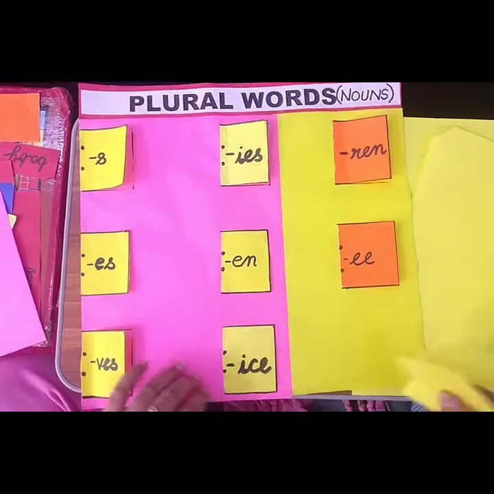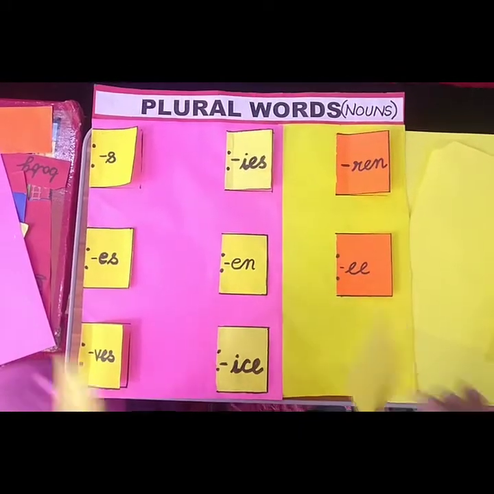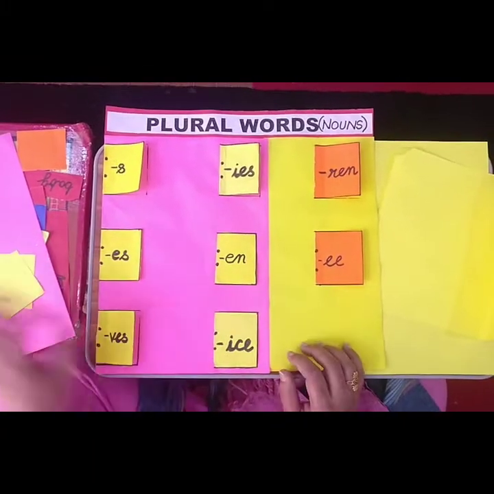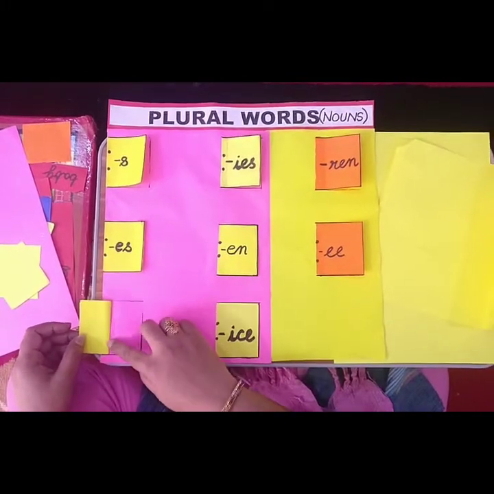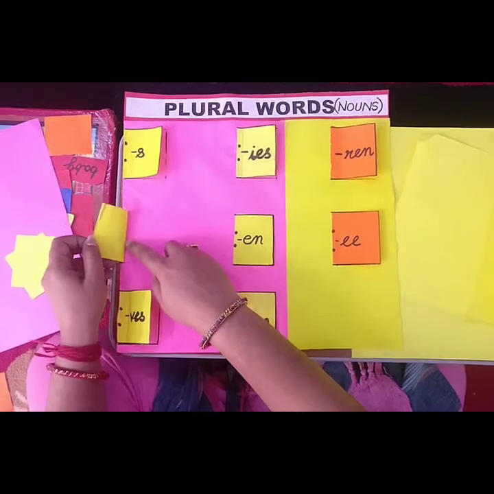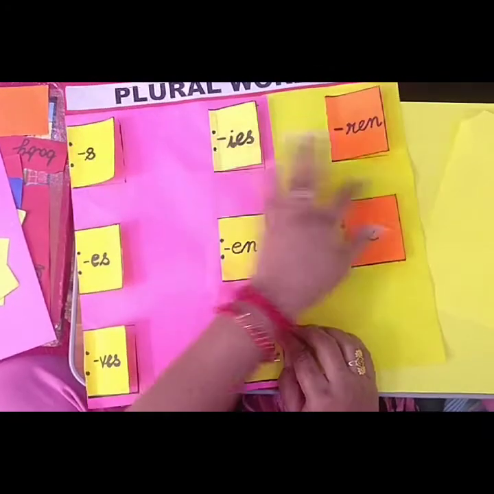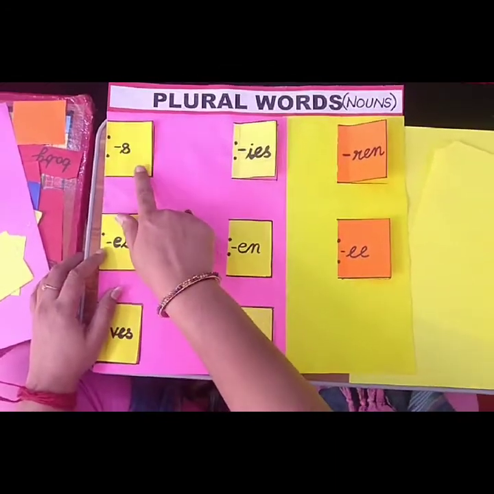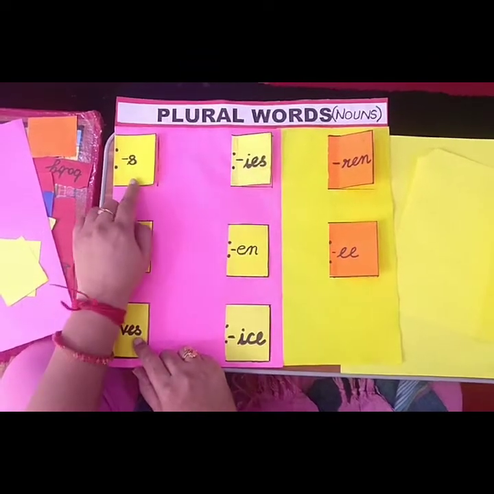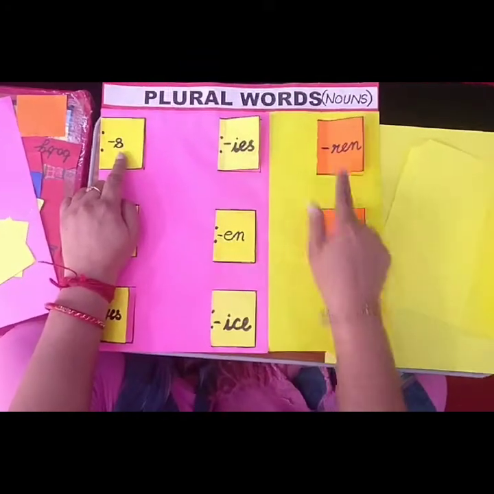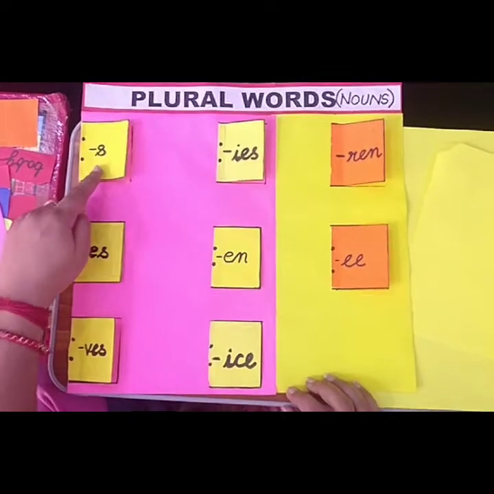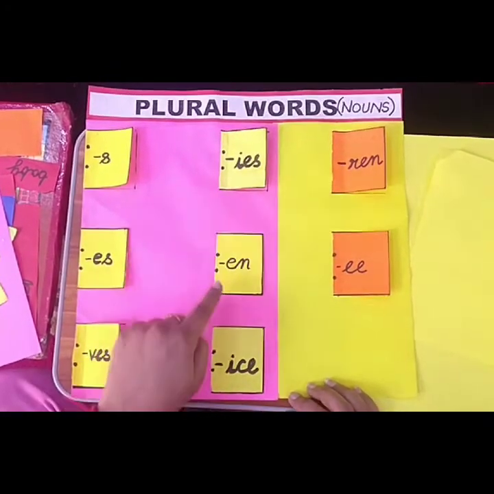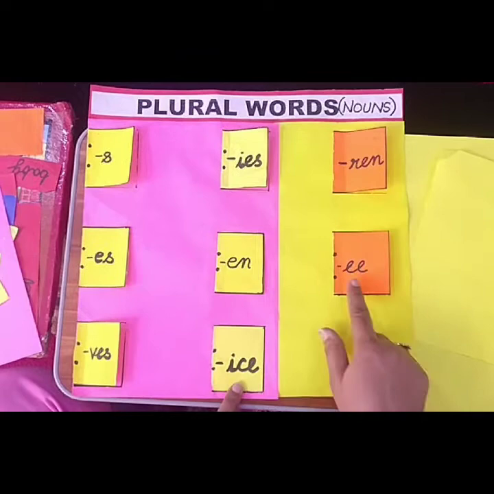Like this. Here I have cut small pieces and I have pasted all these pieces on this chart, from one side. If you see, from one side I have pasted it. So these are looking like mini books. Mini means small books. And on the cover page of all these mini books, what have I written? Some suffixes. If you see, some suffixes are written here: suffix S, ES, VES, IES, EN, ICE, REN and EE.